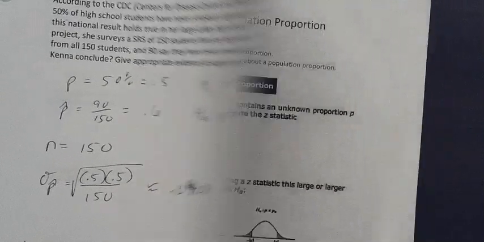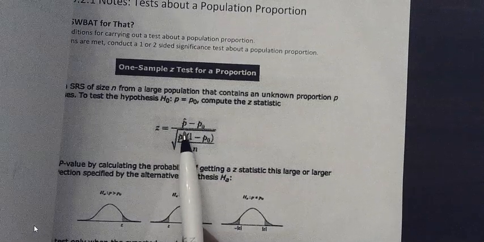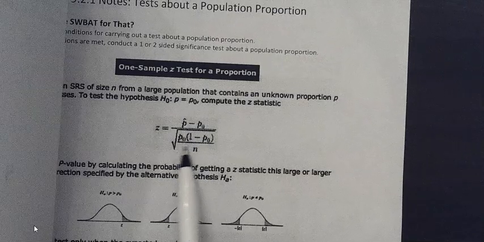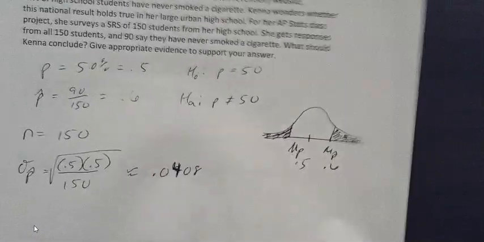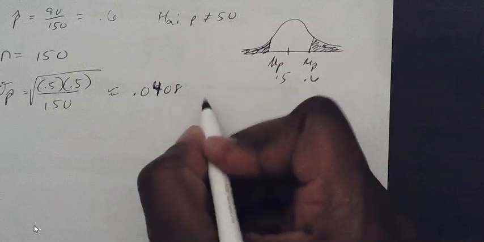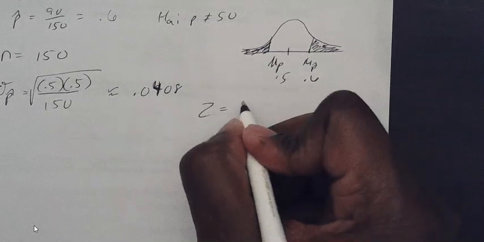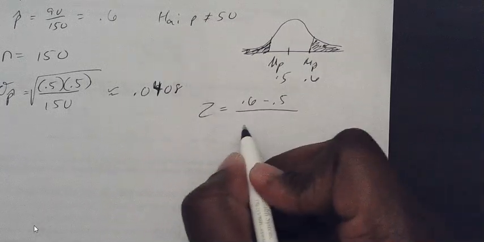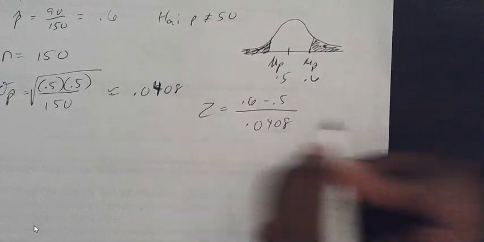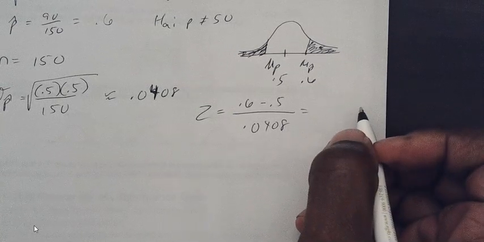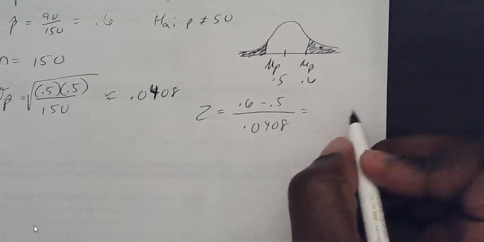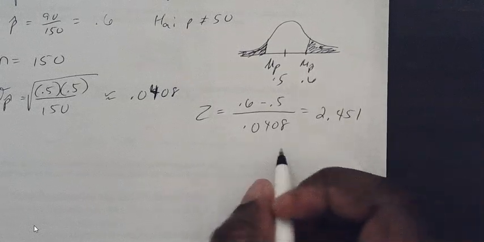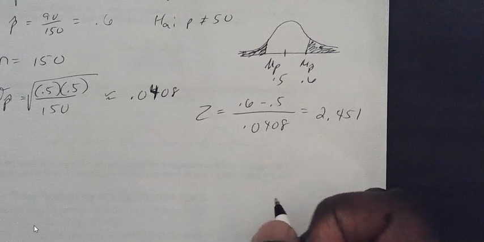We're going to need that z-score formula from earlier, which is p hat, take away the p null, and then that standard deviation below. So that z-score should be 0.6, take away 0.5, divided by the standard deviation that we just found, 0.0408. Plug it into the calculator, do the math, and you should find that z-score is about 2.451.